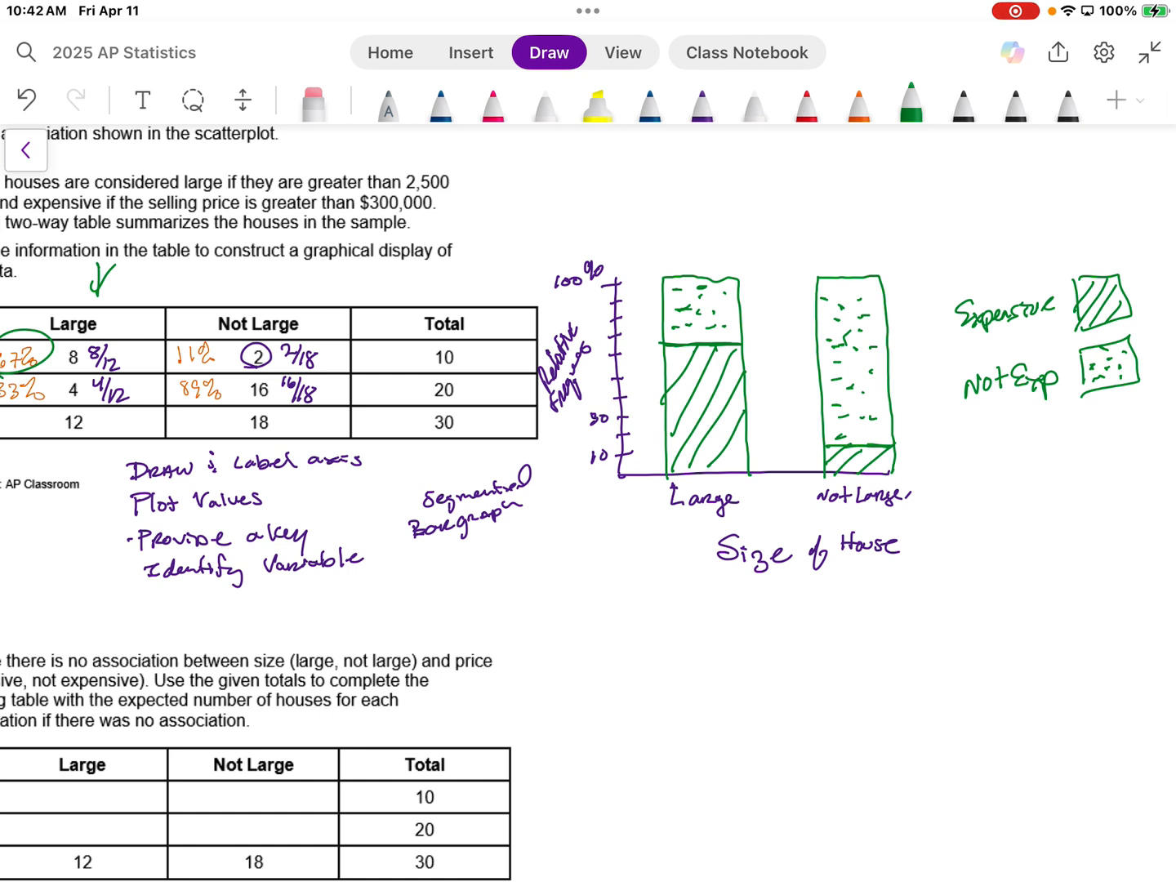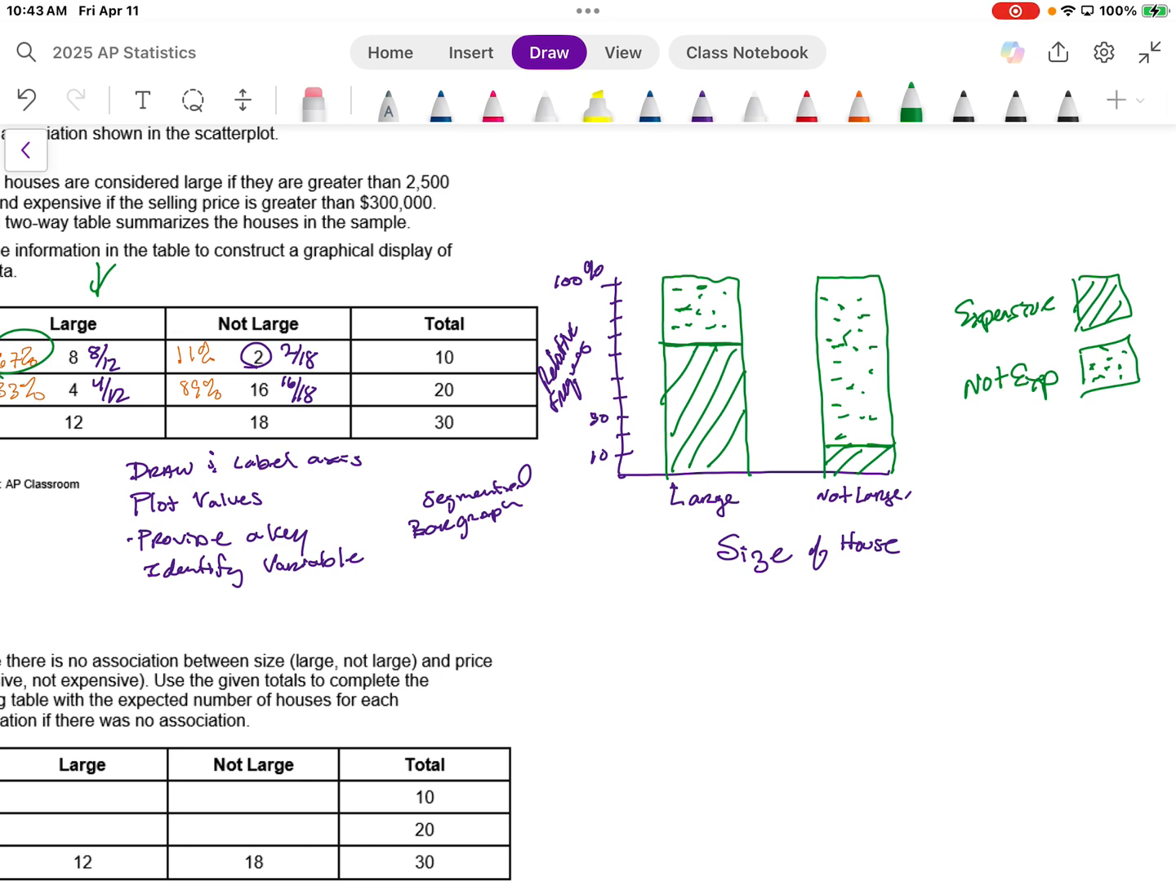Could you go with a side-by-side bar chart? Sure. Yeah, you can do a side-by-side. There is some flexibility on what you're doing. You just have to make sure you label correctly, and so forth.